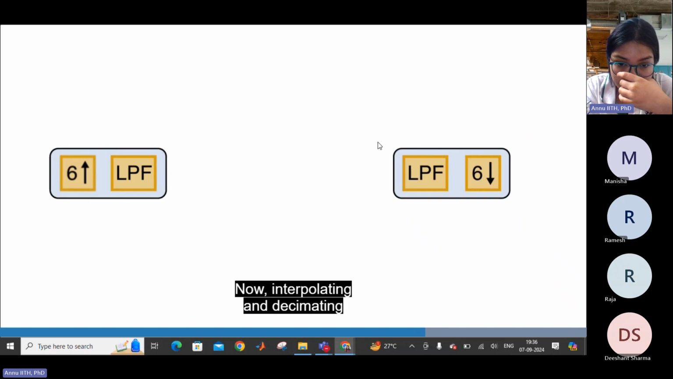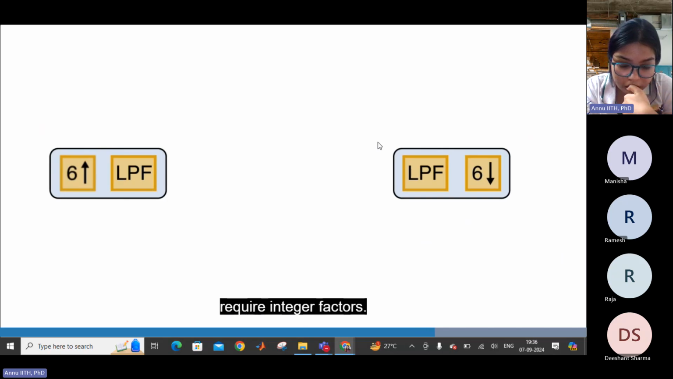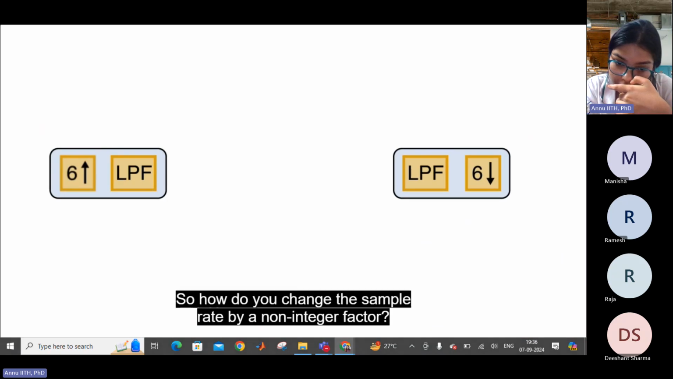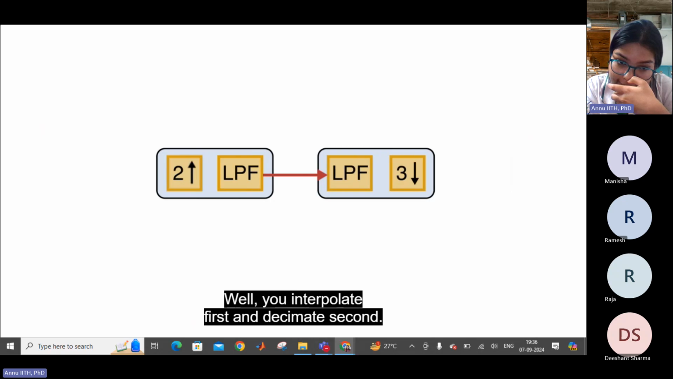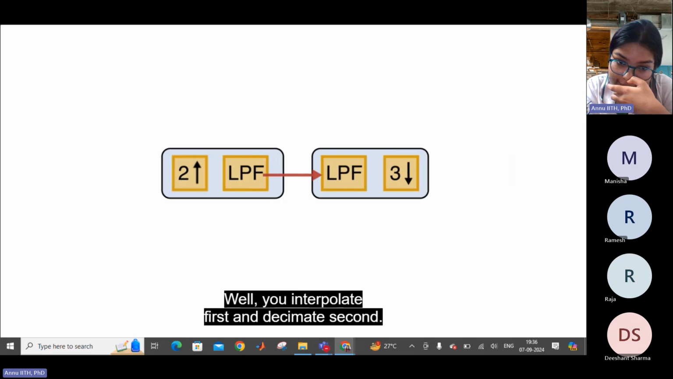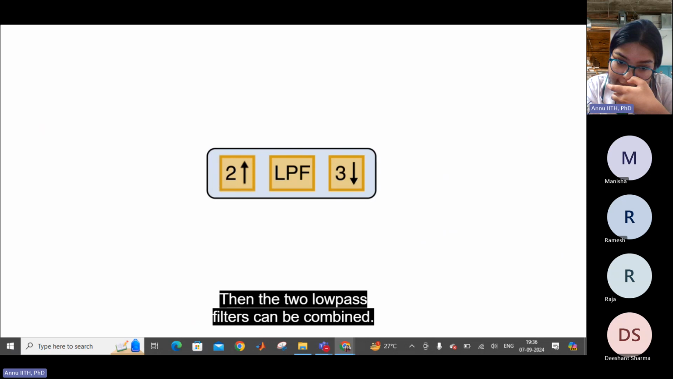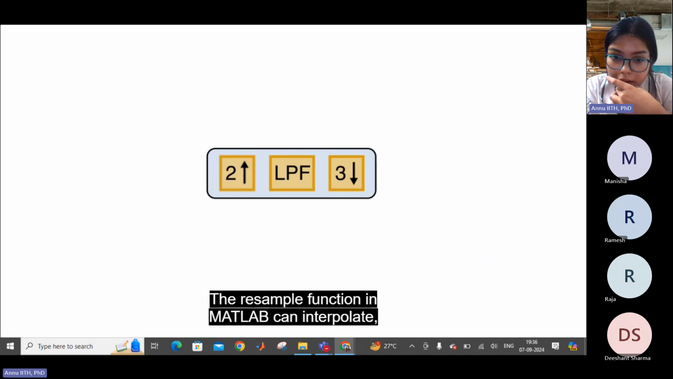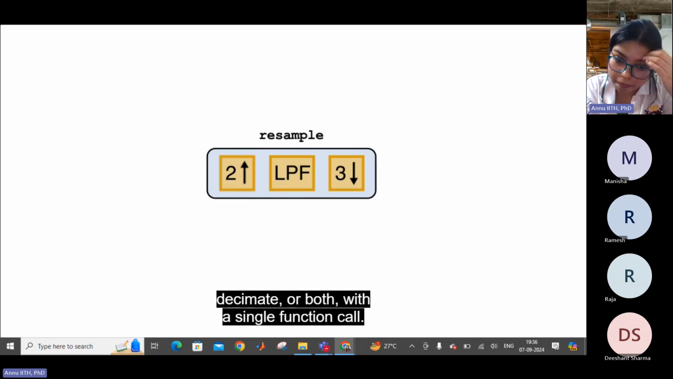Now, interpolating and decimating require integer factors. So, how do you change the sample rate by a non-integer factor? Well, you interpolate first and decimate second. Then the two low-pass filters can be combined. The resample function in MATLAB can interpolate, decimate, or both with a single function call.